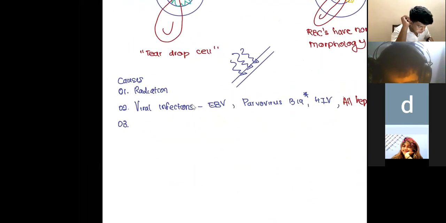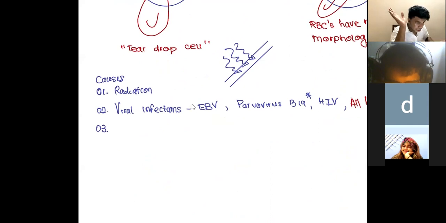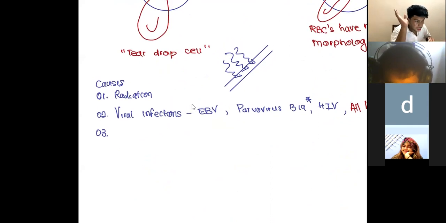Viruses. Epstein-Barr virus can cause this, HIV can cause this, all hepatitis viruses can cause this. And usually hepatitis affects young males. Not the disease, the aplastic crisis from it usually affects young males.